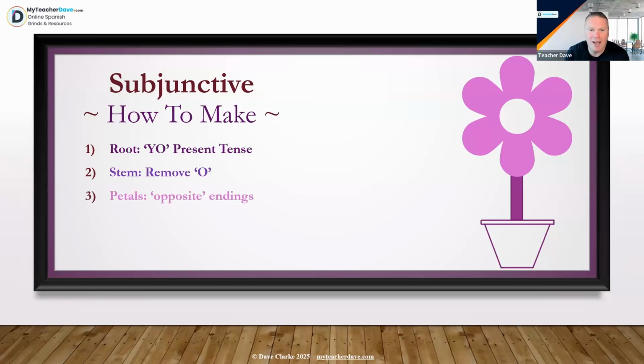And then we have the last thing for the flower, our petals. In this case, our petals are the endings. But for the subjunctive, the endings are the opposite of what we would normally expect. Now, we will unpack this in more detail in the next section, but this is just the overall introduction, just to get you up to speed a little bit with this. So let's have a look at these 3 on our image here of our flower. We have our root, then we have our stem, and then we have our petals at the end.